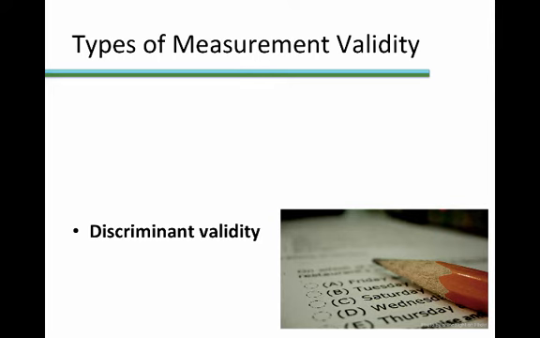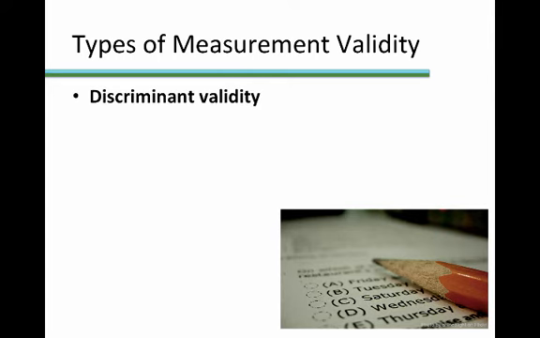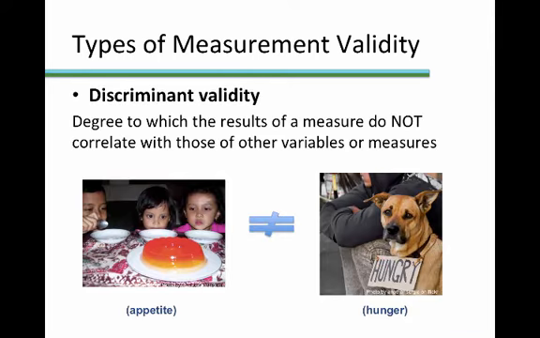And finally, we get to discriminant validity. Discriminant validity tells us the degree to which the results of a measure do not correlate with those of another when the two are representing distinct constructs. We just talked about how sometimes we want measures of two constructs to correlate with each other, but sometimes we may want one measure to be distinct from another. After all, a measure is no use if it relates to everything.